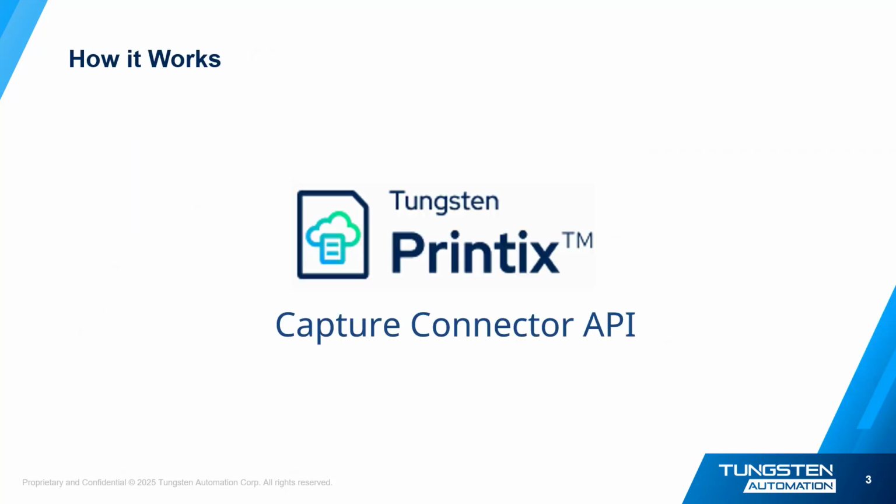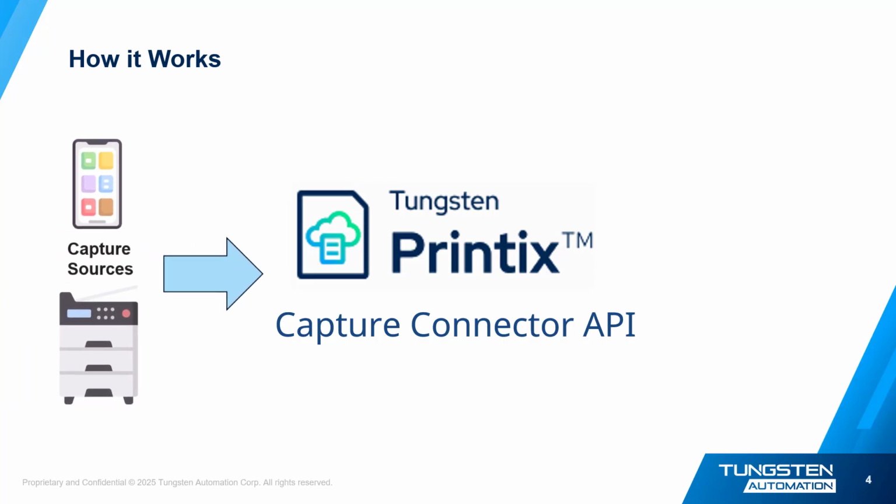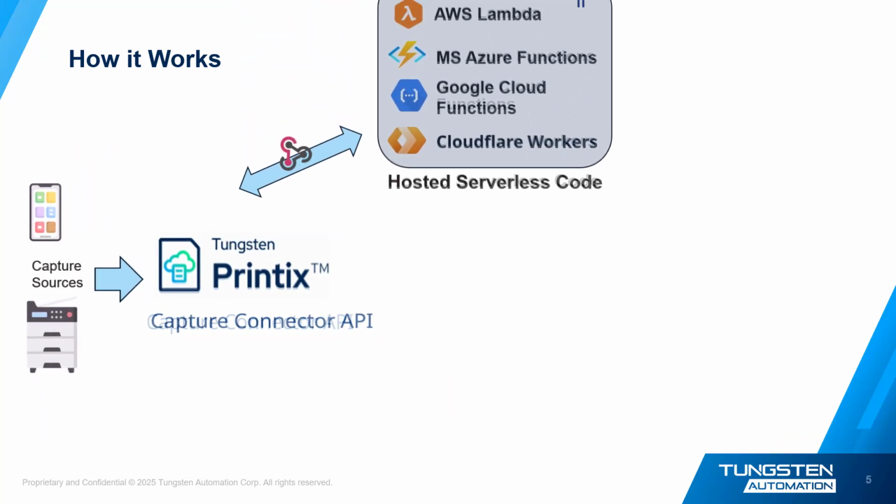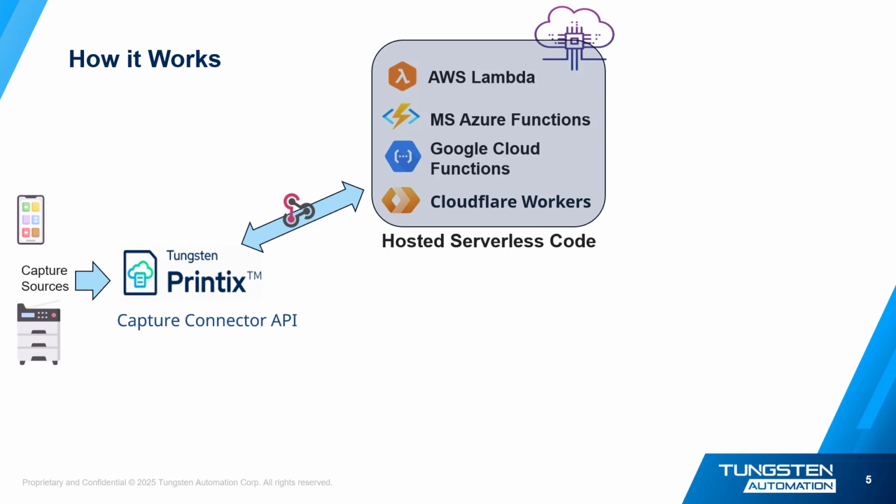The capture process begins when a user scans or captures a document from a supported source. This could be any Printix Go enabled multifunction device or a mobile device configured with a capture workflow. When a new scan is received by the Printix cloud, it triggers a webhook command as defined in the connector's configuration. This webhook is then handled by hosted serverless functions leveraging iPaaS platforms such as AWS Lambda, Azure Functions, Google Cloud Functions, or similar services.